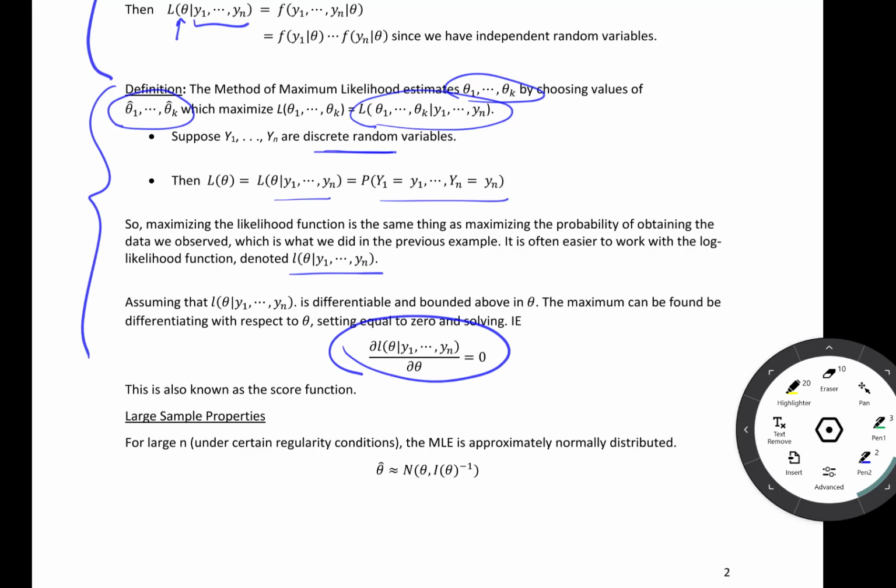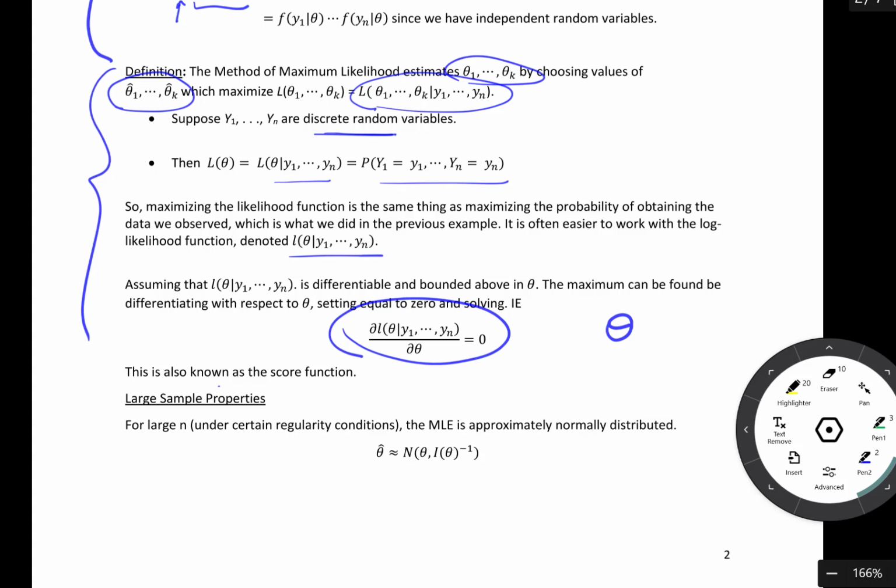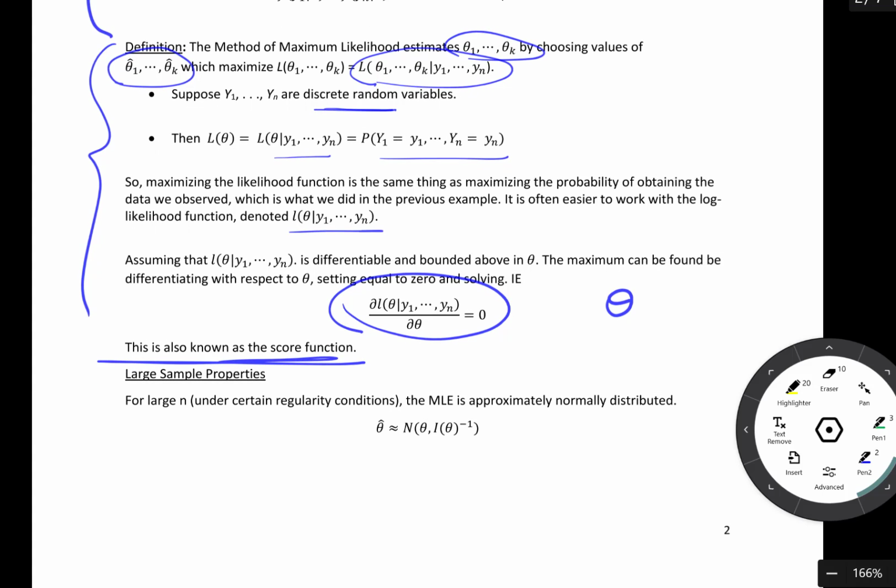Now theta here, I have a single theta, but if you remember we had theta 1 through theta k above. You can think of that theta with no subscript as being a vector that is comprised of k thetas. This is also known as the score function. So if you ever see anything that refers to the score function, what it's really talking about is differentiating the log likelihood with respect to theta.